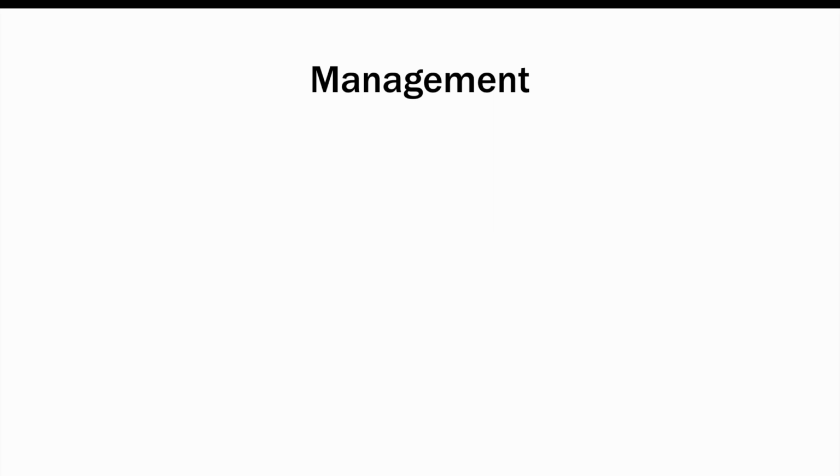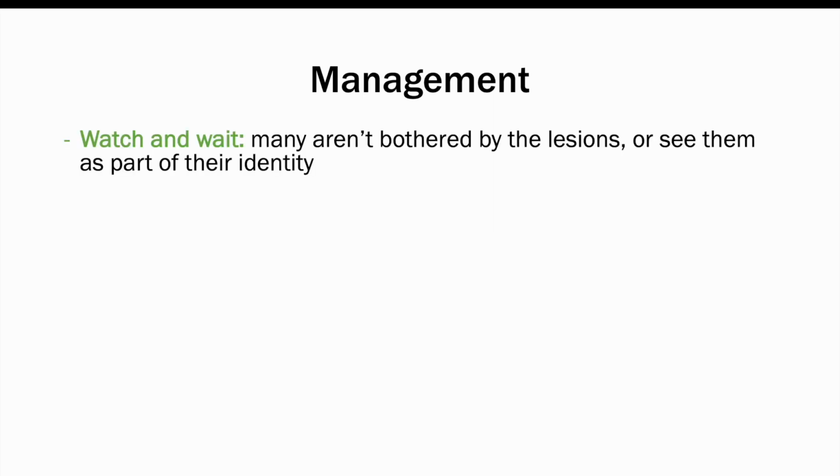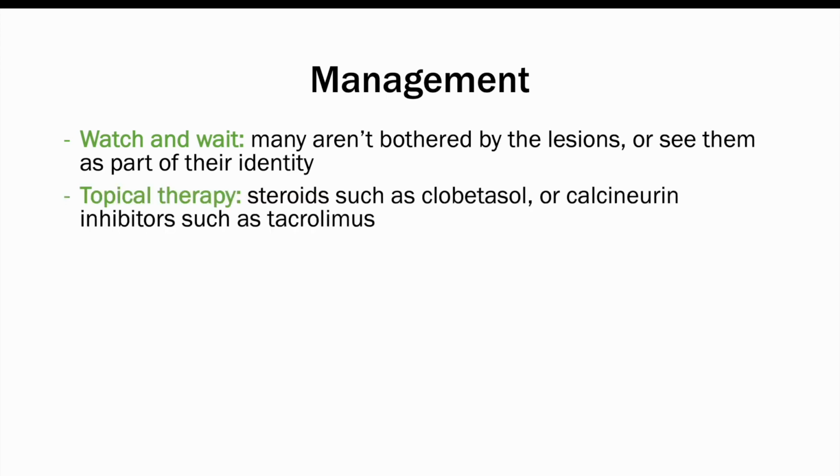What do you do when you make a diagnosis? How do you manage it? It's very patient dependent. Some patients prefer to just watch and observe, or they believe vitiligo is part of their identity, or they might even like how it looks on their body, and it is a personal choice to make. Topical therapy may be used, so steroid cream such as clobetasol or calcineurin inhibitors such as tacrolimus may be used in patients who are bothered by the appearance of their vitiligo.